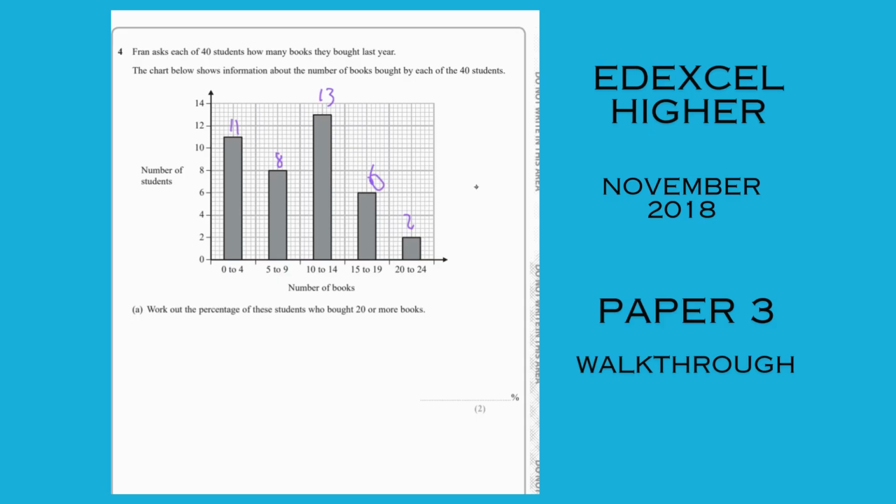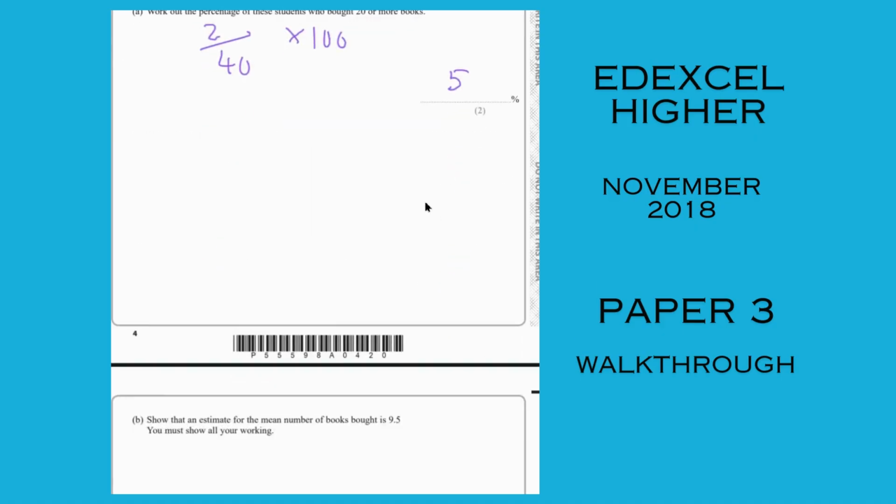Work out the percentage of 20 or more. So it's the final bar, so it's 2 out of, you could add them up, but it's already given you the 40, times 100 equals 5%. Now, part B is a strange way of giving you an estimating the mean. So I've already got these numbers written down, so don't worry about that. But you need them written down because they've given you loads of room over here. Show that an estimate for the mean.